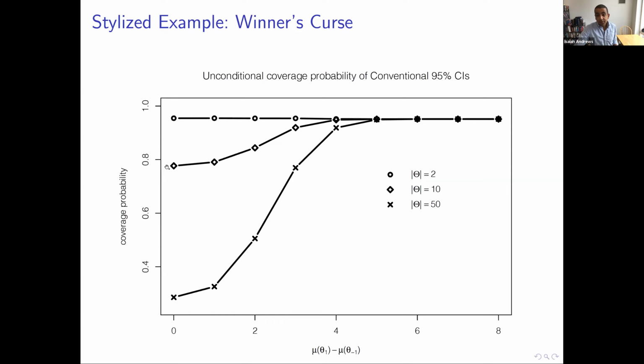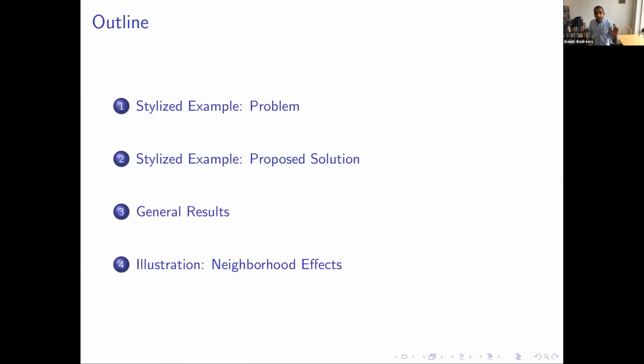But if I increase the number of treatments to 10, the coverage probability when everything is tied drops to about 80%. Though it recovers as I make the first treatment better than the others. And if I increase the number of treatments to 50, the coverage drops to about 30%. So that was sort of hopefully convinced you that there's potentially a problem here trying to do inference on the best performing treatment in an experiment.